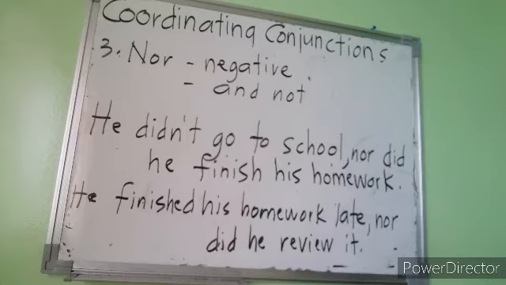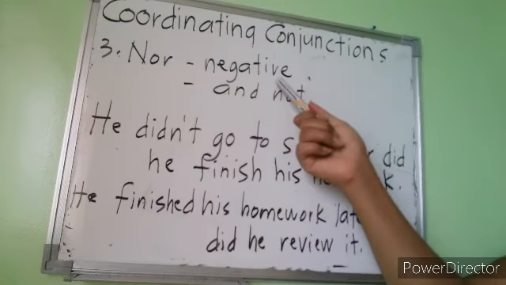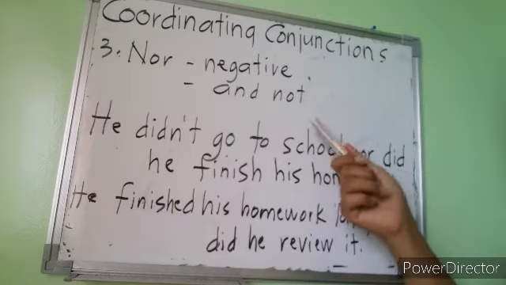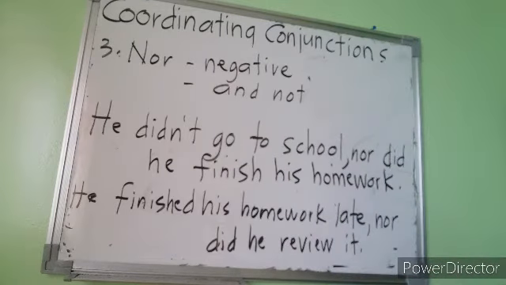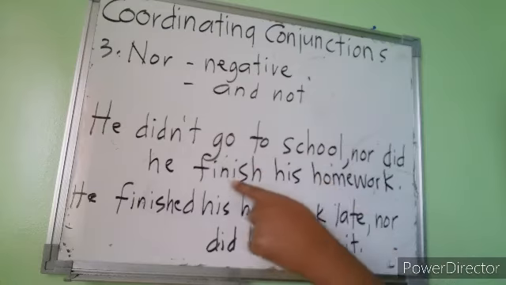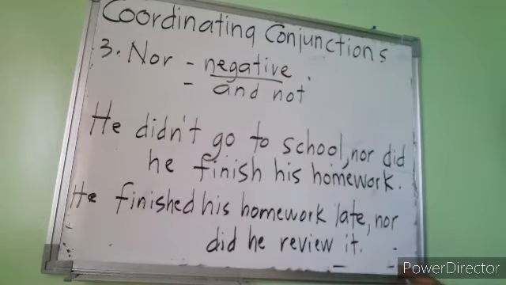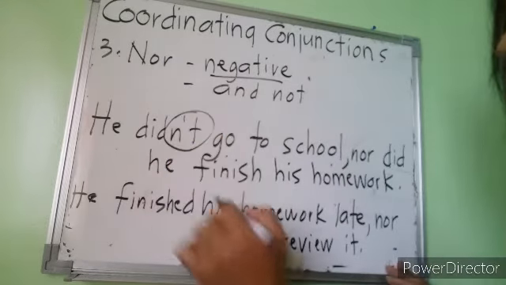Okay, so the third coordinating conjunction we have is nor. So basically, nor talks about a negative idea, and it also talks about not. So it's like a negation. So let's have the example. He didn't go to school, nor did he finish his homework. So remember, nor is usually used in negative sentences because of the word not.